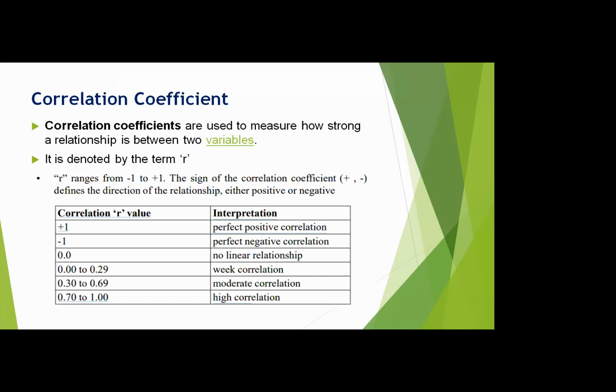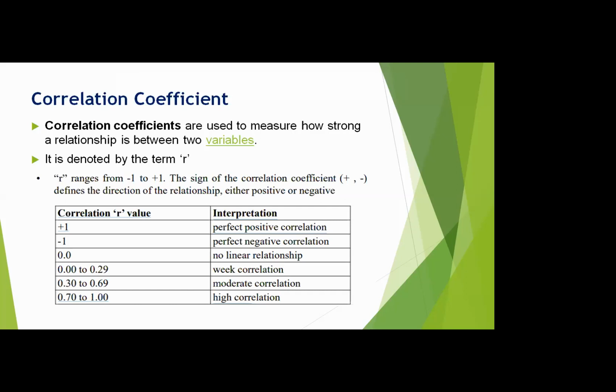Then if the value ranges from 0 to 0.29, it shows a weak correlation. If it is between 0.30 and 0.69, it shows a moderate correlation. And if it is 0.7 to 1, it shows high correlation. These categories we can see as weak, moderate, and high. Those three can either be positive or negative.